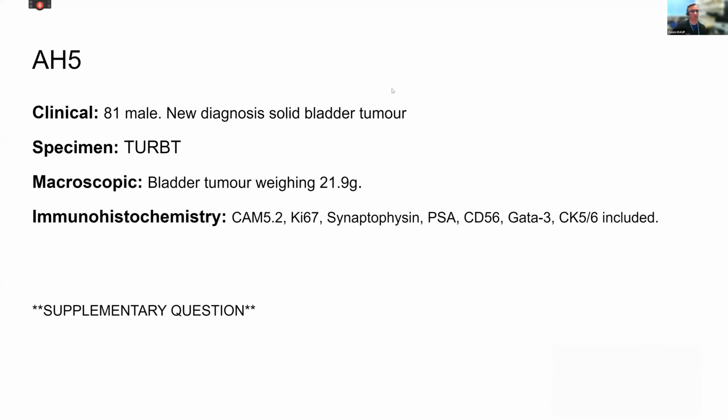Okay, so next one is perhaps an educational side to this case as well as an EQA case. So this is an 81-year-old male, new diagnosis, solid bladder tumor with a TURBT specimen, and we're given the actual images of several markers as well. And there's a supplementary question as well.